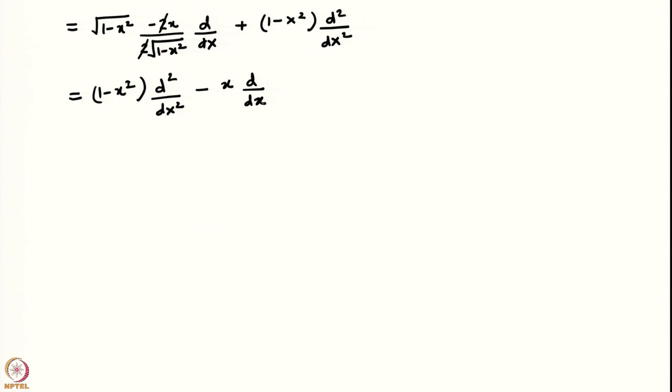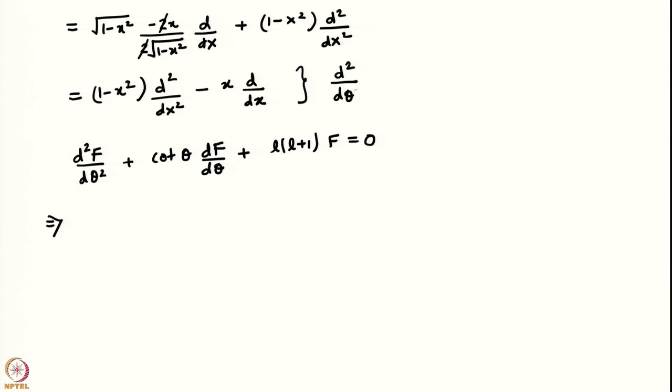Therefore my equation transforms. My equation was d square f by d theta square plus cot theta df by d theta plus L into L plus 1 into f is equal to 0, where L is a positive integer. Now we want to rewrite this equation in terms of derivatives with respect to x. So, substituting, this is the expression for d square by d theta square. So this just becomes 1 minus x square d square f by dx square minus x df by dx. That is just the first term.